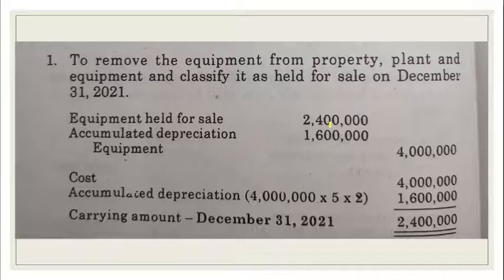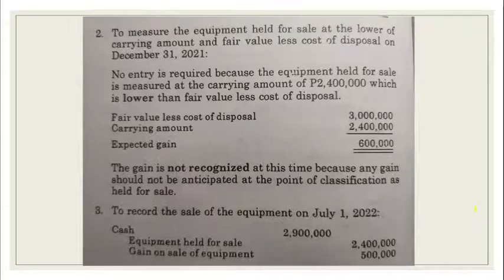Now, what is different here is that take note, ang imuhang carrying amount is at 2.4 million, which is already lower than your fair value na 3 million ganiha. So, instead of an impairment loss, ang imuha there is naka-expected gain. Now, take note, the gain is not recognized at this time because any gain should not be anticipated at the point of classification as held for sale. So, unlike impairment loss, nga to ang gi-recognize, ang gain dili na to recognize.